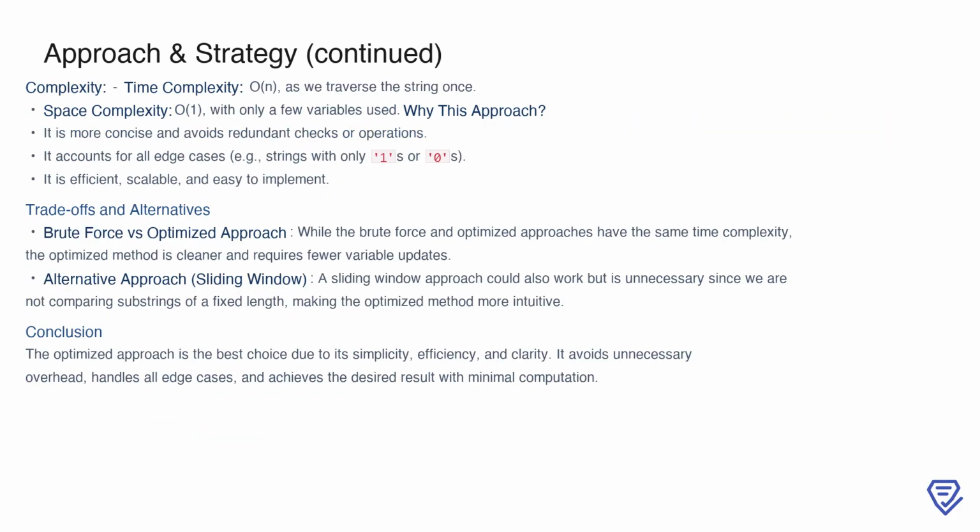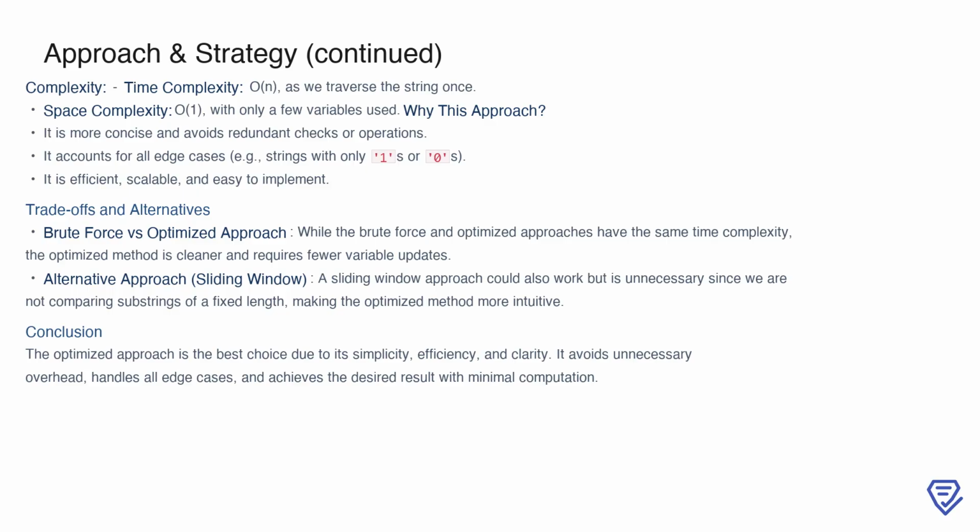The optimized approach is both time and space efficient. Like the brute force method, its time complexity is O(n), because we only pass through the string once. However, it avoids the cumbersome variable management of the brute force method. The space complexity remains O(1), as only a few variables are used. This approach is particularly appealing because it handles all edge cases, including strings composed entirely of ones or zeros.